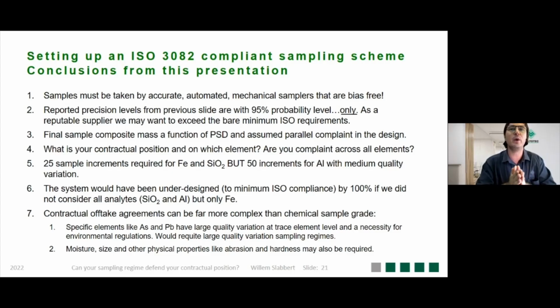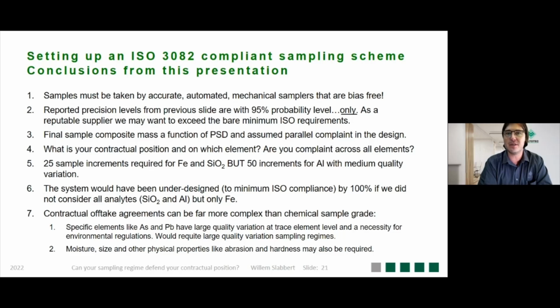Only then will we be in a position to measure the variability of our ore instead of the variability of our sampling, sample prep and analytical process. The reported precision levels from the previous slide are only at 95%, and the ISO standard cannot account for all variabilities. It is best to know the variability not only of your iron ore, but also the other elements in your iron ore before designing your sampling scheme.